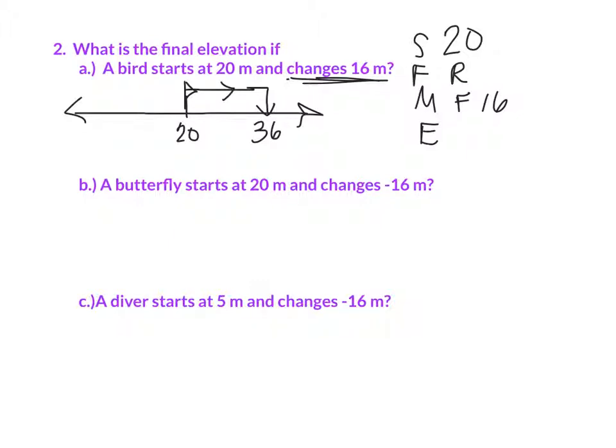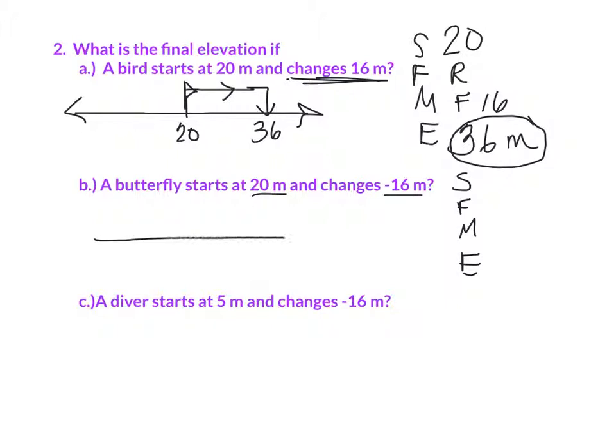And like I said, I am sure that you knew the answer to this intuitively, but just in case you didn't, or more likely to make sure you understand the method for doing each of these, we're going to set it up that way for each of them. So our next one, we have a butterfly starting at 20 meters and changing negative 16 meters. So I'm going to draw my number line. I know that I'm starting at 20, and for now we're facing to the right on all of these because we're adding. So start here at 20 and face to the right.